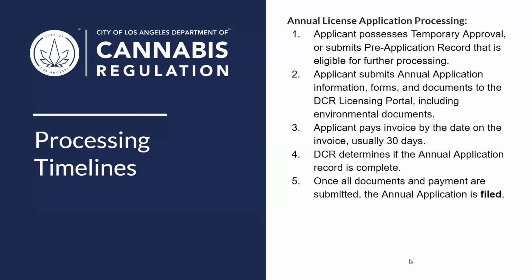So 1 through 5, provide notice within 30 days of a complete application by email to the applicant, and then within 90 days, either issue the annual license or deny the license with no hearing.